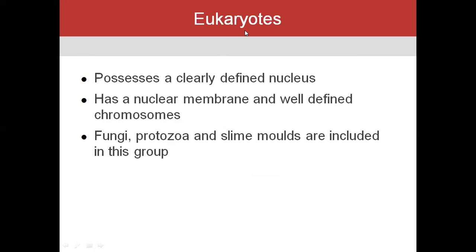And next, eukaryotes. The word eu means true and karyot means nucleus, which means they have a true, clearly defined nucleus. There is a nucleolus, a nuclear membrane, and well-defined chromosomes and cell structure. Golgi apparatus, endoplasmic reticulum, mitochondria, all these organelles are present in the eukaryotes. What are the examples for eukaryotes? Fungi, protozoa, slime molds come under eukaryotes.